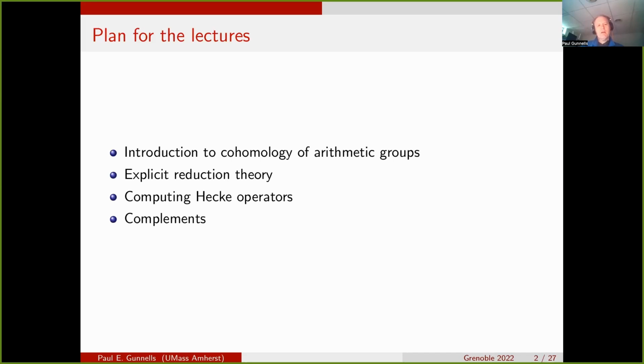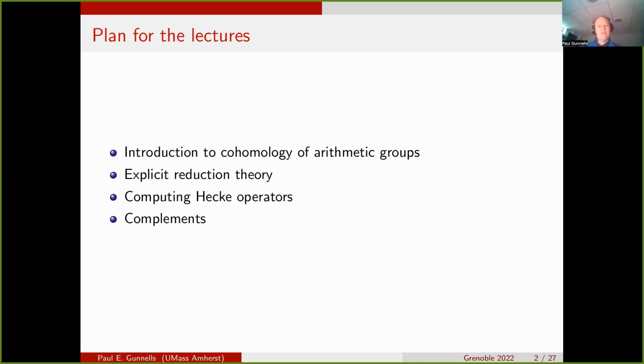And then the next part of the series will be more about getting down and dirty with the explicit reduction theory, and that will complement what Philippe is going to be doing in his lectures, and should also be very closely related to things that you've seen last week. And then we'll talk about computing Hecke operators and some of the techniques that we use to do that, what Hecke operators are, why you want to compute them, and how you might go about it, and some various things that could be worked on in the future.